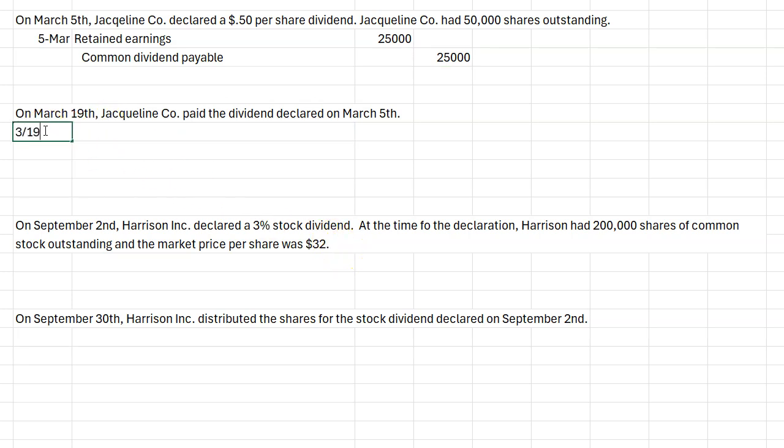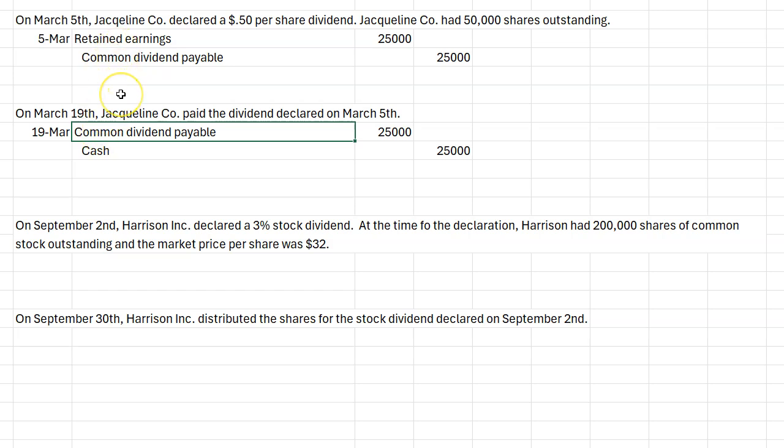On March 19th, we have Jacqueline Company that is paying the dividend declared on March 5th. So first things first, let's start with the paid part. That's the nice, easy part for us. We're paying it, so cash is going down. Then the other side of that would be that common dividend payable account. Again, this might be cash dividend payable depending on your professor. They might prefer for you to be very clear that this is cash, but of course, just always ask to be safe.